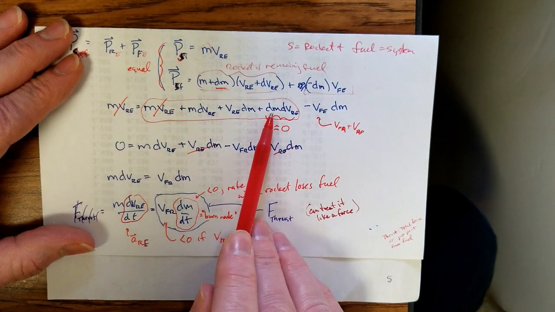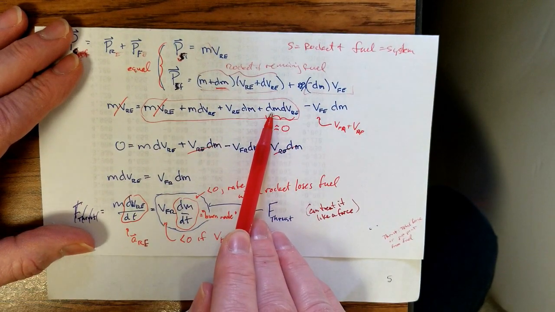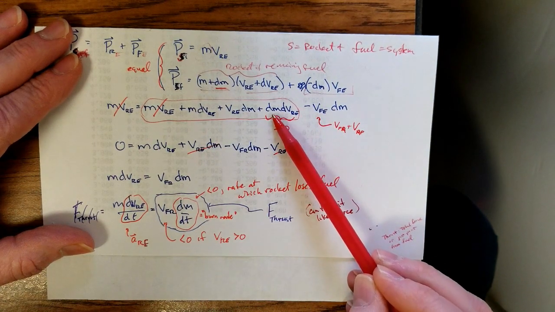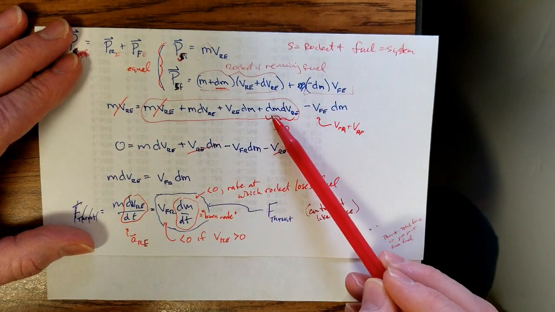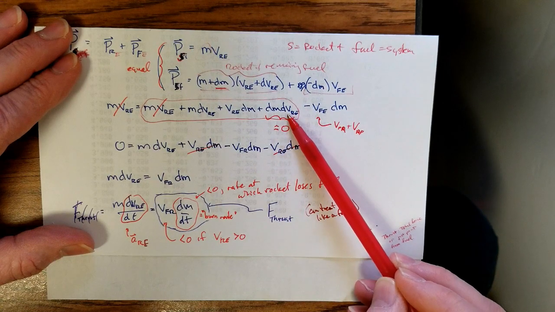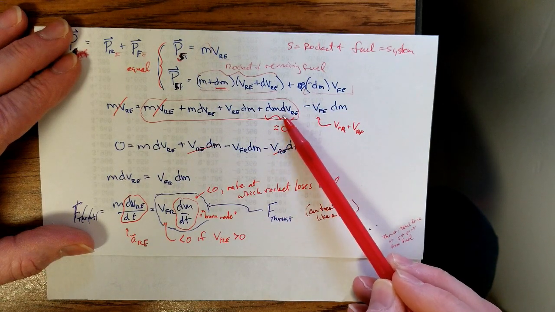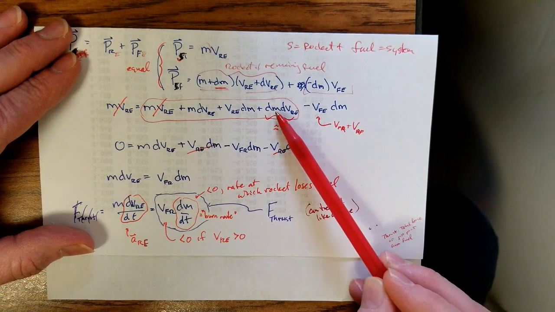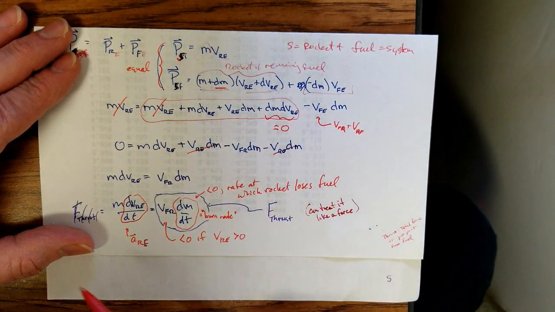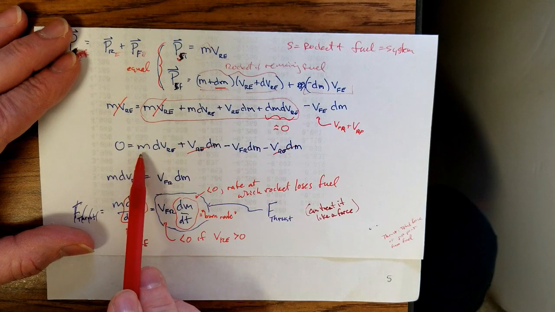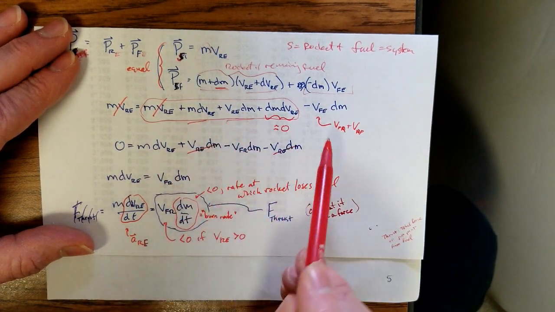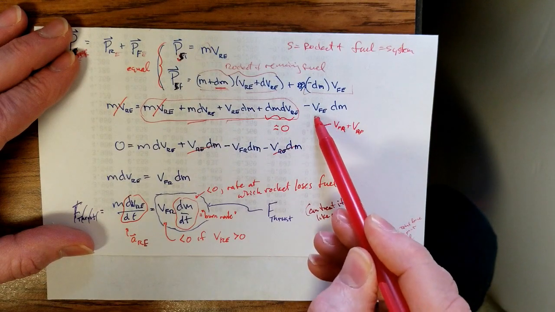This dm here, this is the change in fuel. If you're not familiar with the calculus notation of it, this is, again, just the change in fuel. And this is the amount of fuel change. This is the change in the velocity. We're dealing with really tiny changes here, and so this is practically zero. So that term is going to go away. So what I'm left with is this term, that term, that term, and that term.